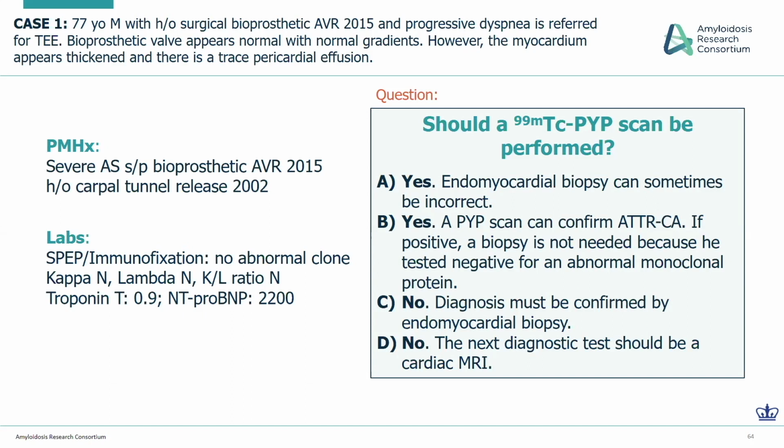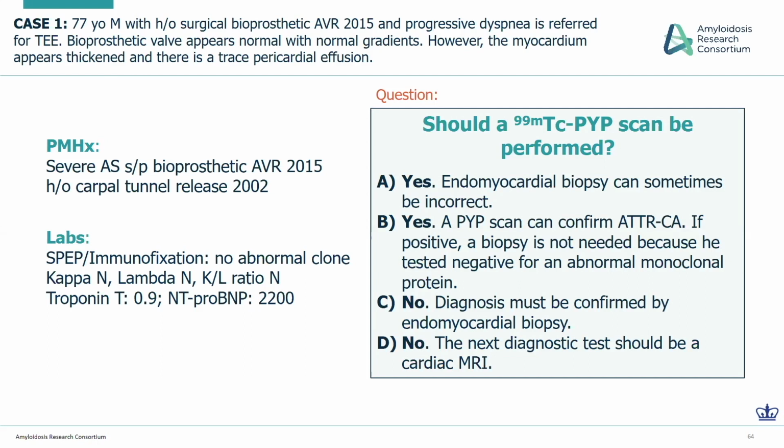A is yes, endomyocardial biopsy can sometimes be incorrect. B is yes, a PYP scan can confirm ATTR cardiac amyloidosis. If positive, a biopsy is not needed because he tests negative for an abnormal protein. C is no, diagnosis must be confirmed by endomyocardial biopsy. And D is no, the next diagnostic test should be.